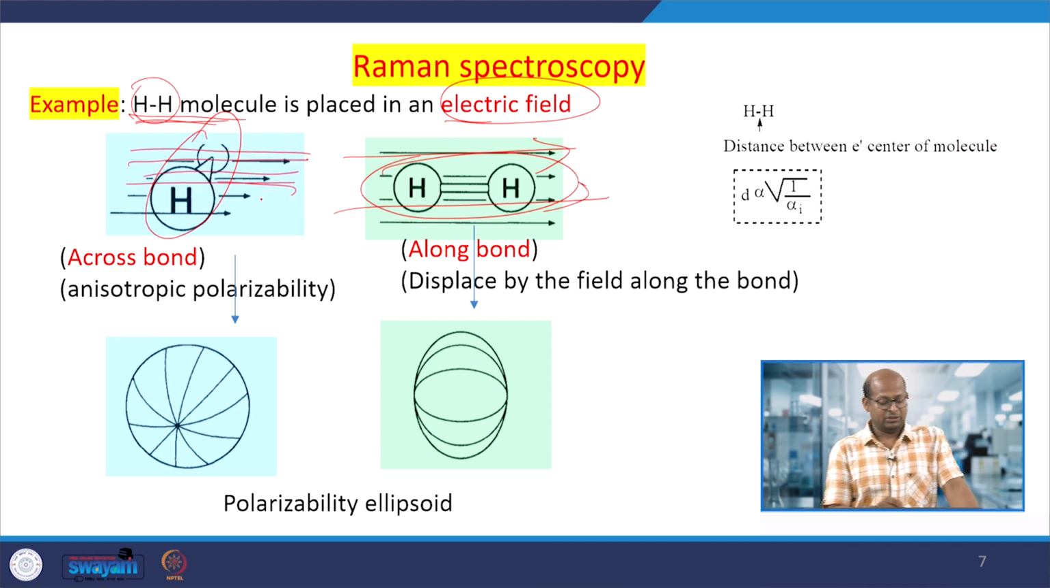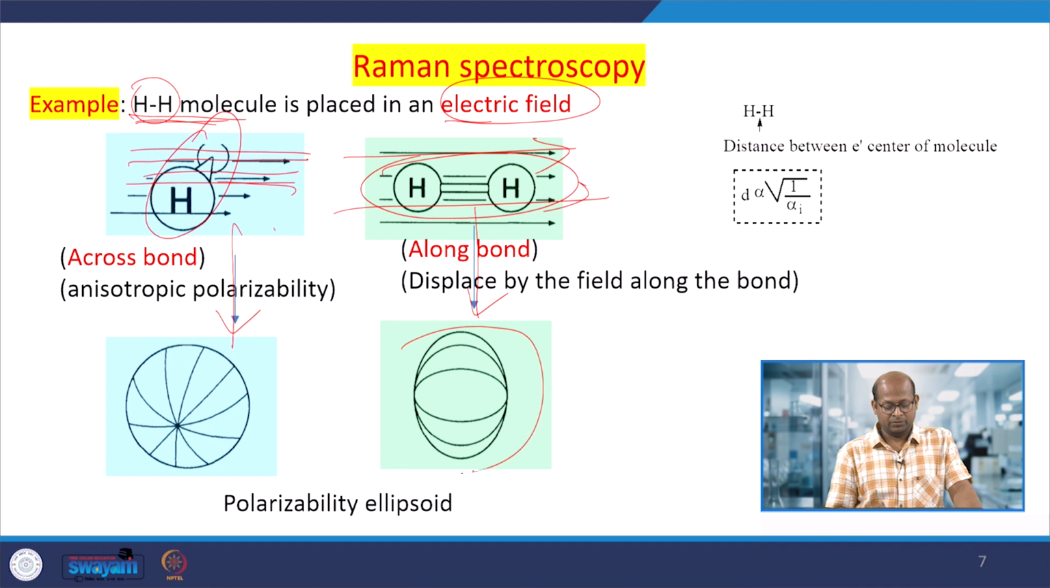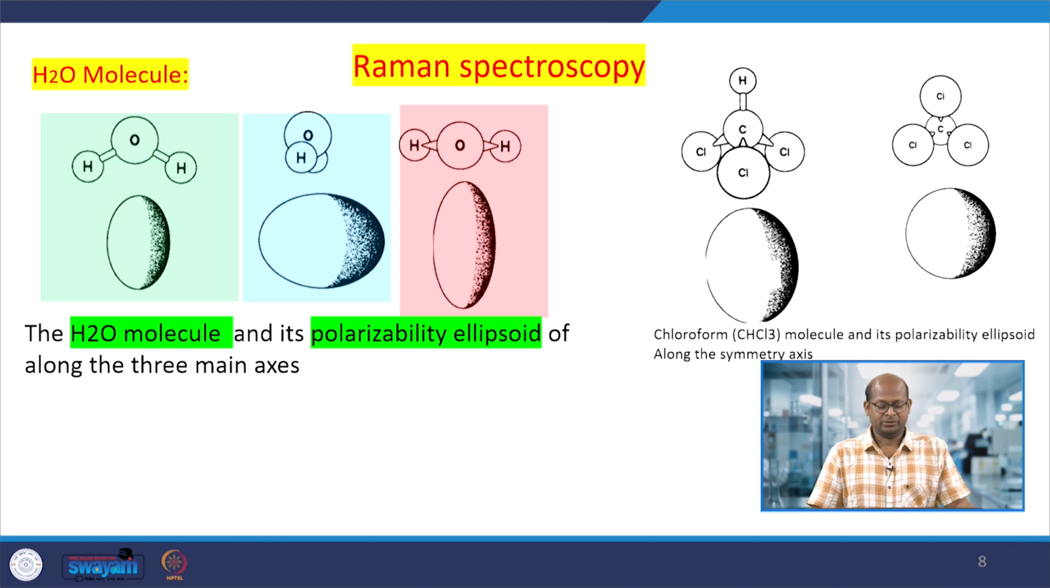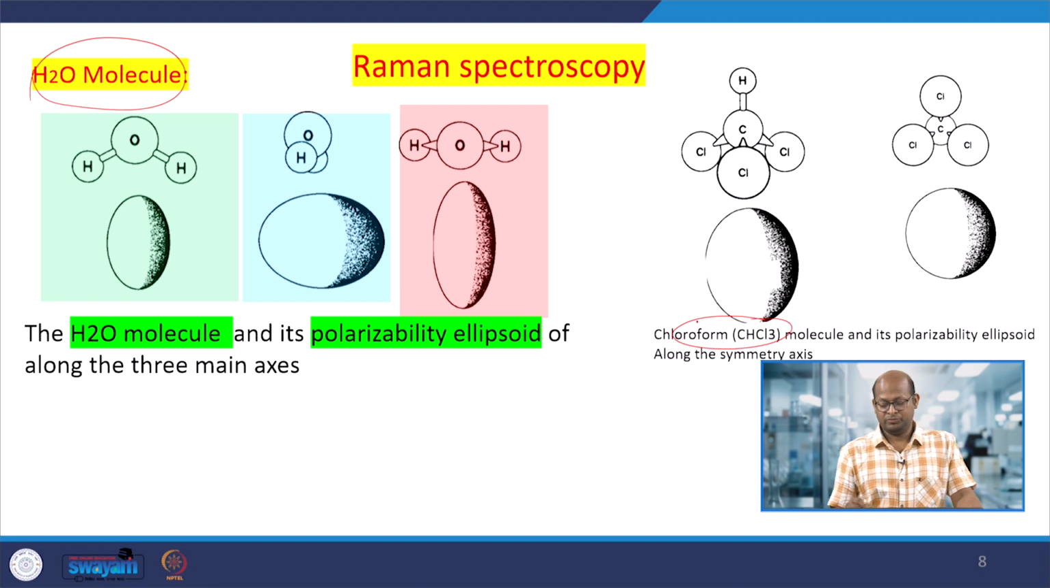So when the electric field passes through the molecule along the bonds, the polarizability of the molecule will change. This change in polarizability gives an induced dipole change in the molecule, and that is active for Raman spectroscopy, or with the help of Raman spectroscopy we can detect it. We have taken different types of molecules, such as water molecules or chloroform.